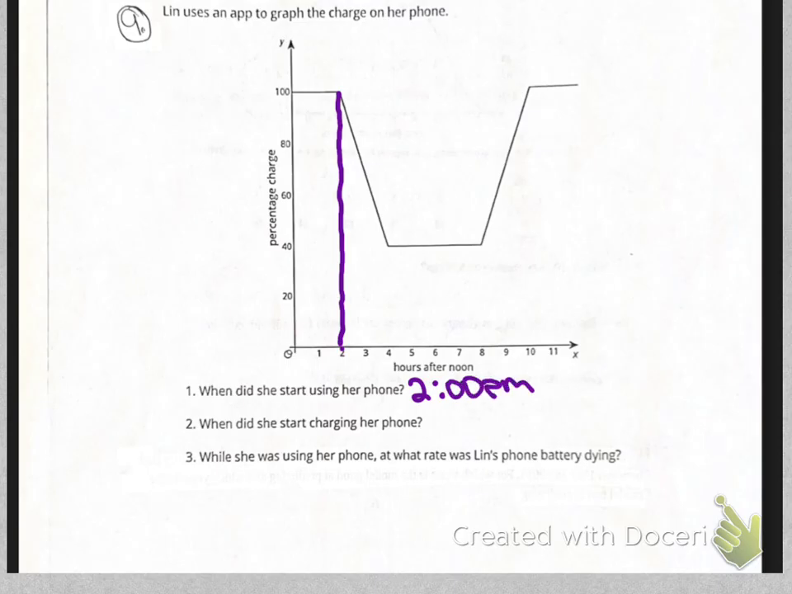When did she start charging her phone? That's going to be when it starts going back up. It doesn't start going back up till this point here. So we draw a line down. That's 8 p.m.